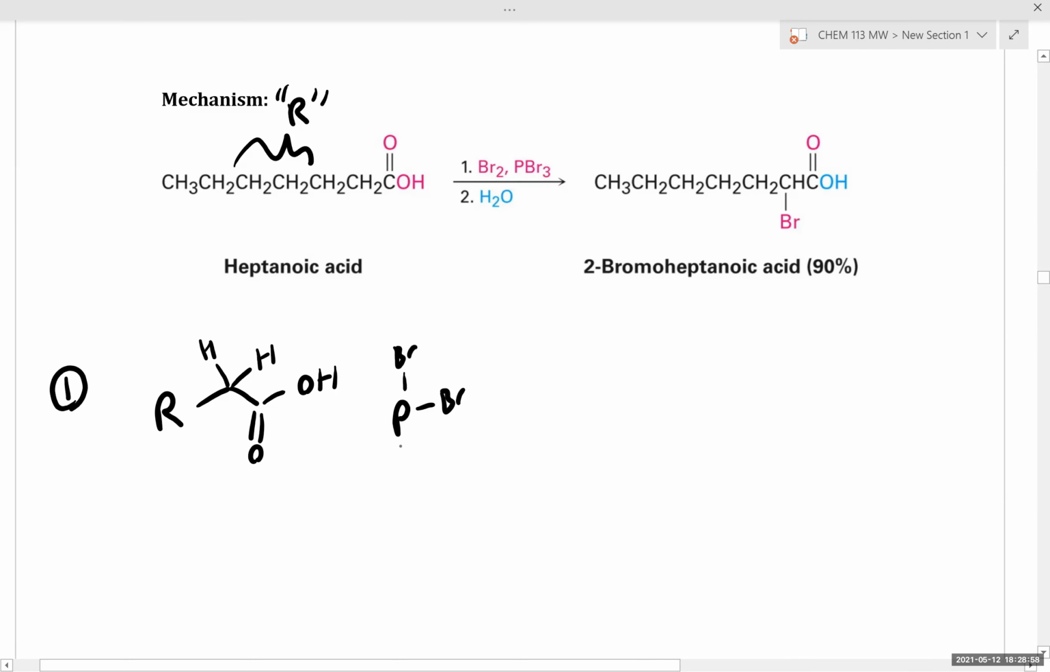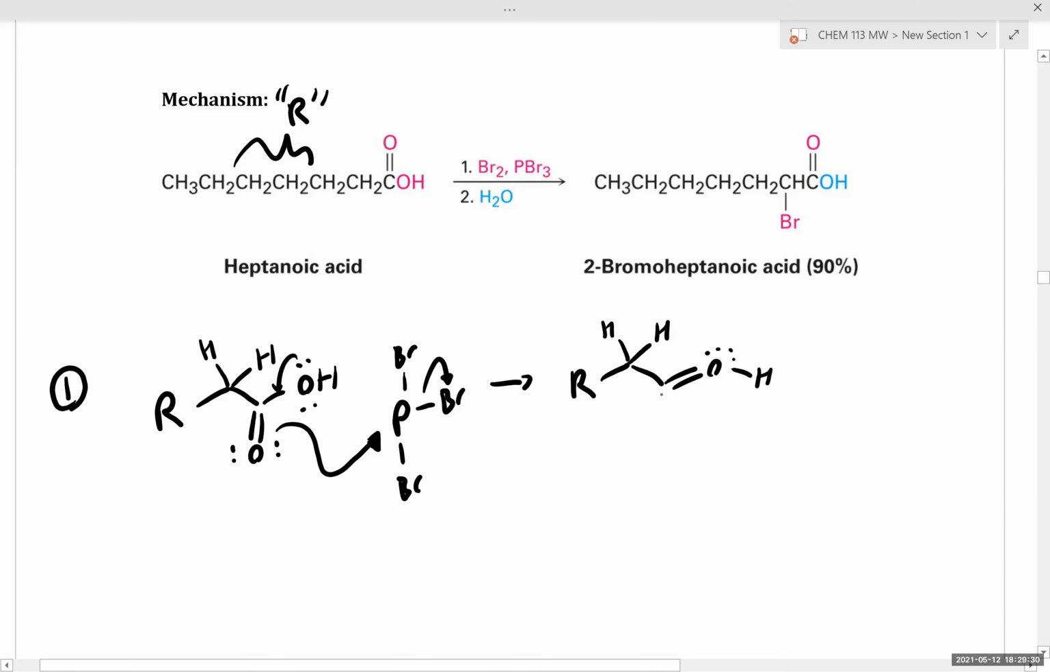reaction with phosphorus tribromide. Now this mechanism is going to look almost identical to the thionyl chloride mechanism that we've seen in previous chapters. So our carboxylic acid, which is nucleophilic, will attack the electrophilic phosphorus atom in phosphorus tribromide. From here, we will generate this highly activated leaving group. And now our carbonyl carbon has been primed for reaction with even weak nucleophiles such as bromide.